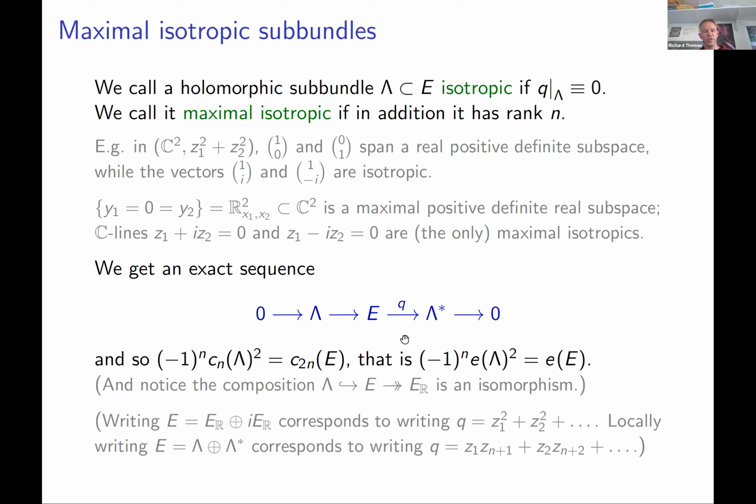Or you just restrict that linear functional, Q of E comma blank, to lambda. Yeah, that's what you said. And that map annihilates lambda because when you pair lambda with itself, you always get 0. That's the isotropic condition. So that's why you get this exact sequence.